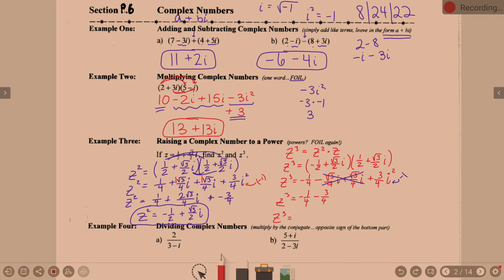What is negative 1/4 minus 3/4? Negative 4/4, which is negative 1. Now, I get it. I'm happy with negative 1 as an answer. Officially, a lot of your homework is going to say leave answers in complex number form a plus bi. How could I write negative 1 in the form a plus bi?